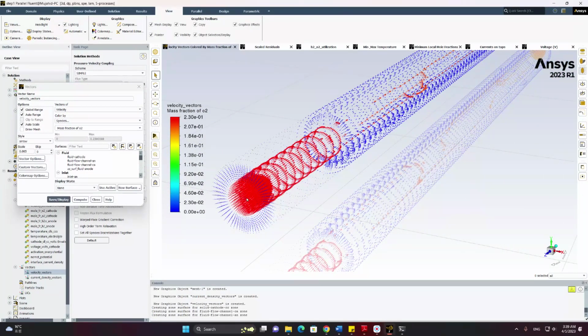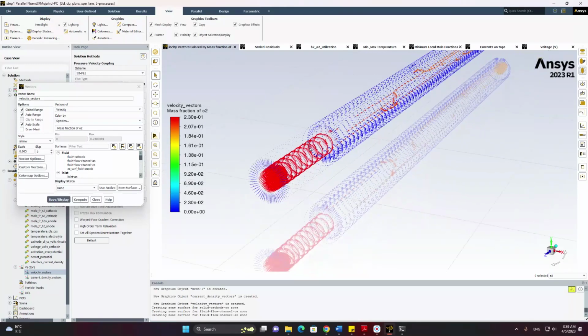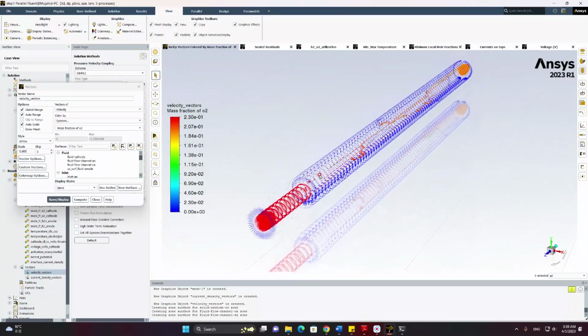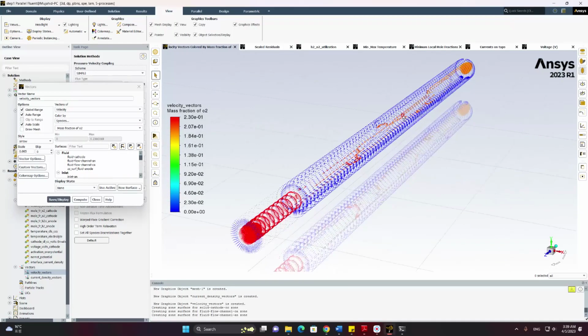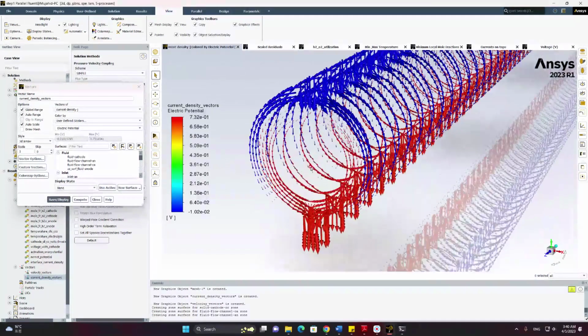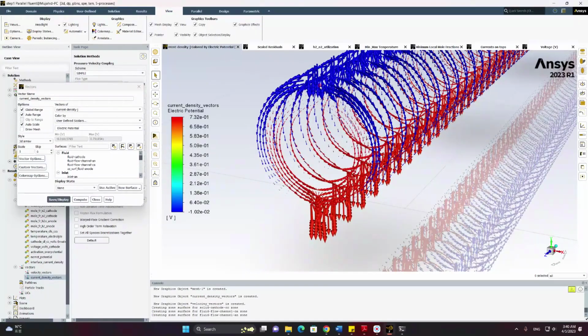Also from the cathode side, it is entering, right? The blue region shows that there is no oxygen present at these locations. Obviously at the anode side there is no oxygen, but likewise we can also have the current density vectors. That is the most important. This is the important part, that we should have the current density. So if you go close up, this is the current density vectors plot.